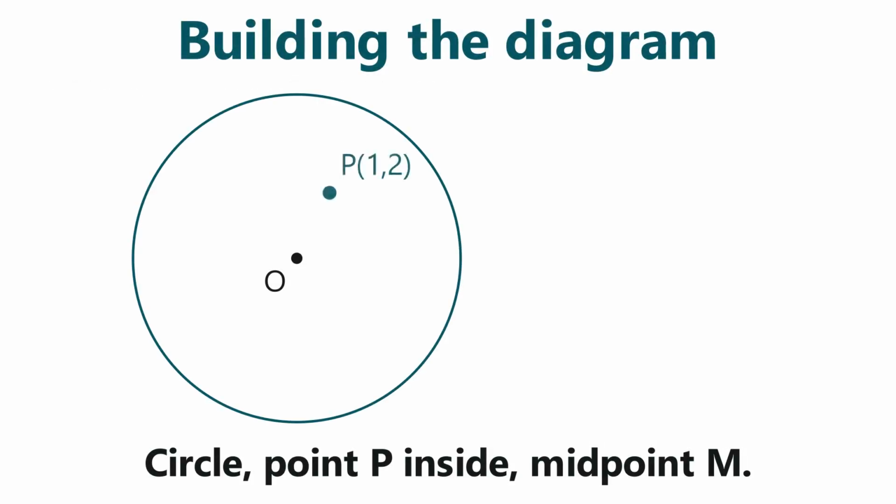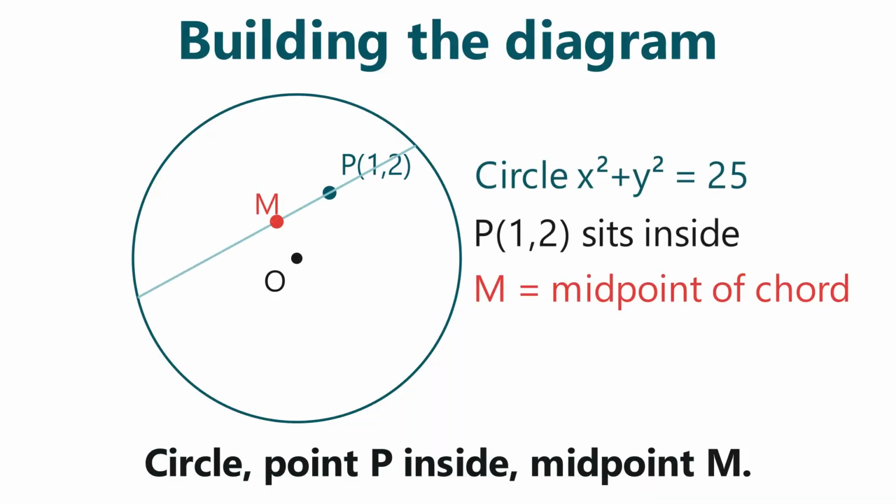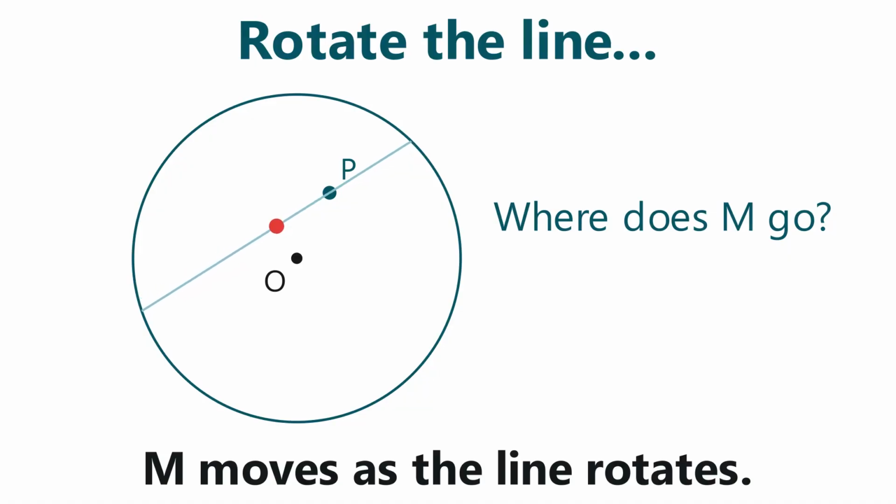For this circle, (0, 0) is the origin, the centre, with radius 5, and the point P is at (1, 2), inside the circle. Any line through P will be a chord of the circle. M is the midpoint of that chord. So the question is, what is the equation, or more formally, the locus of points of M, as the line rotates around P? As the line rotates around P, M, the midpoint, moves.